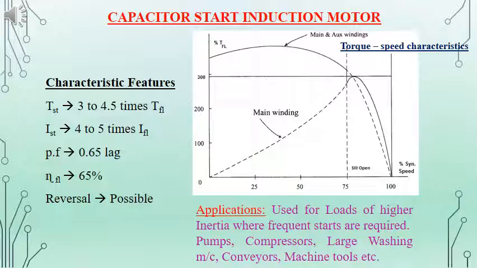The efficiency is also improved to 65%, and reversal of direction is possible in this type of motor too. The torque speed characteristics are also given. A few applications are: it is used for loads of higher inertia where frequent start and stop are required, and for pumps, compressors, large washing machines, conveyors, machine tools, etc. the capacitor start induction motors can be used.